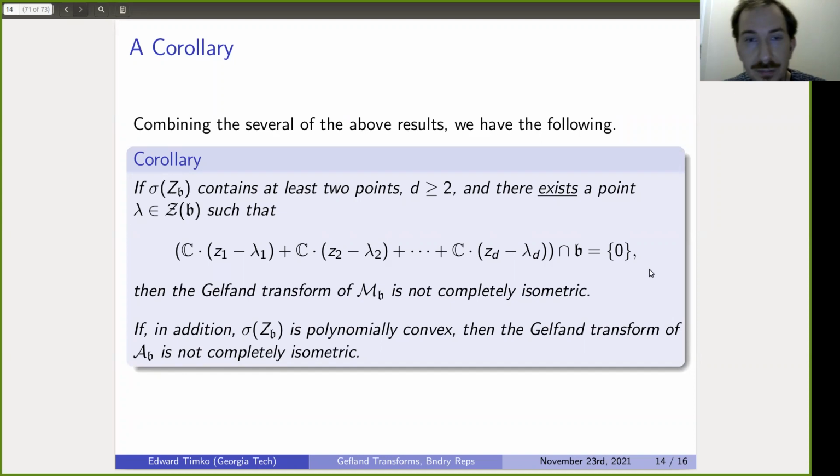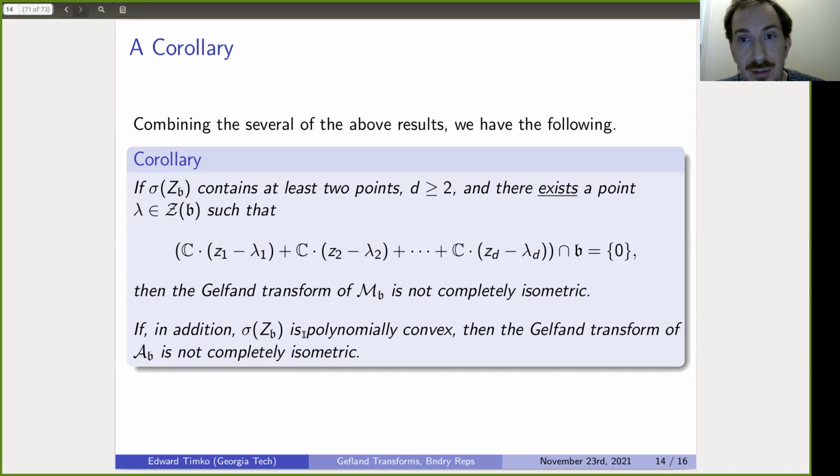What I want to point out from this is a way to say what are the areas that we haven't really touched on? Well, one case where we still don't know the answer: earlier we said we know the answer when the polynomially convex hull of the spectrum contains an isolated point. Well, what happens when it doesn't? What can we say in that context?